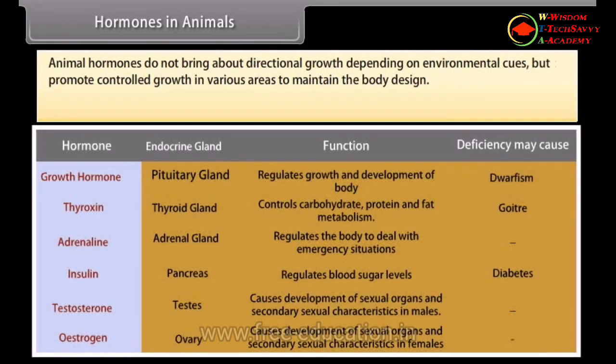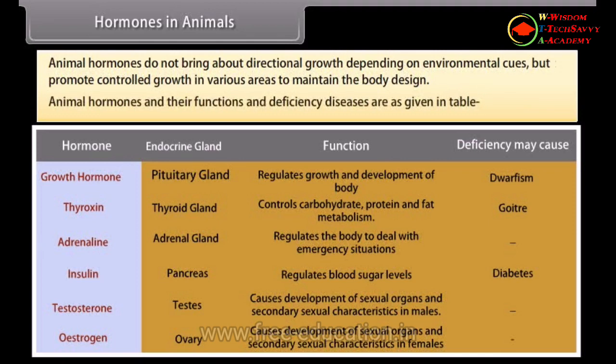Animal hormones do not bring about directional growth depending on environmental cues, but promote controlled growth in various areas to maintain the body design. Animal hormones and their functions and deficiency diseases are as given in the table.